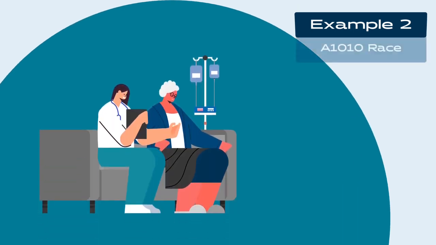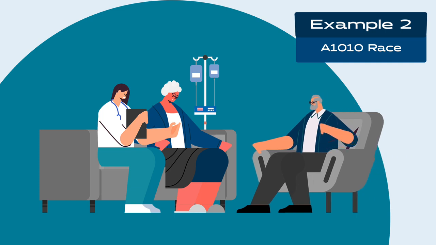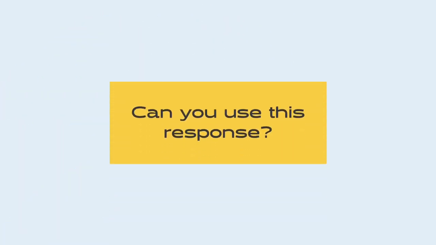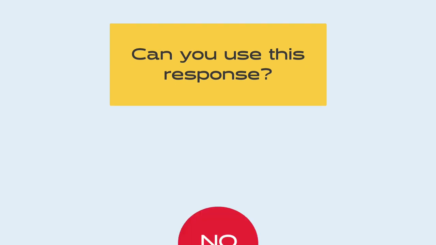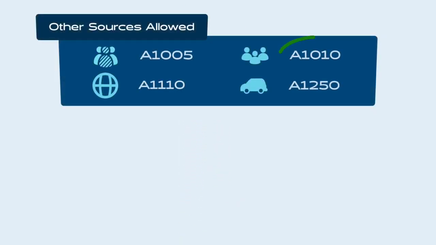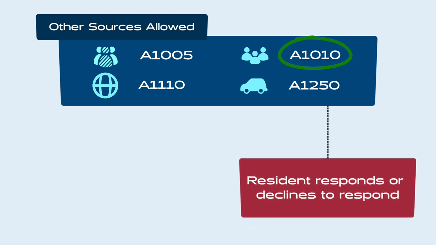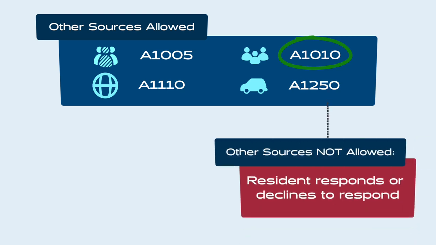Example 2. When asked about A1010 race, resident P chooses not to respond. Their spouse reports the resident's race is white. Can you use this response? No, although a response from another individual can be used for A1010 race. When a resident declines to respond, do not code this item based on other sources. Using a response from another individual is allowable for A1010 race, only when the resident is unable to respond.